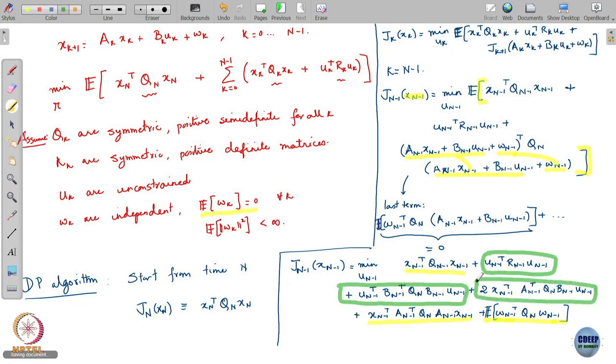Now let us observe these green boxes. There's something to be noted here. These are actually quadratic terms. The u, this term up here, appears in a quadratic form. Here also u appears in a quadratic form. This is a bilinear form, linear in u as well as in xn, but as far as the minimization is concerned, it's just linear in u. So this is therefore a quadratic function of u.